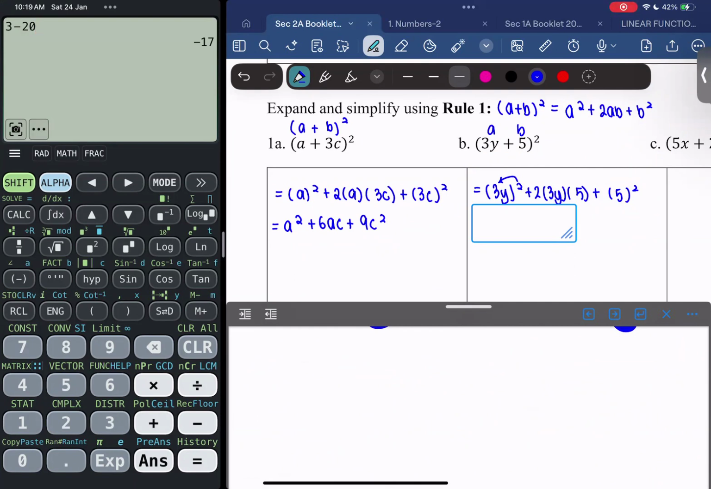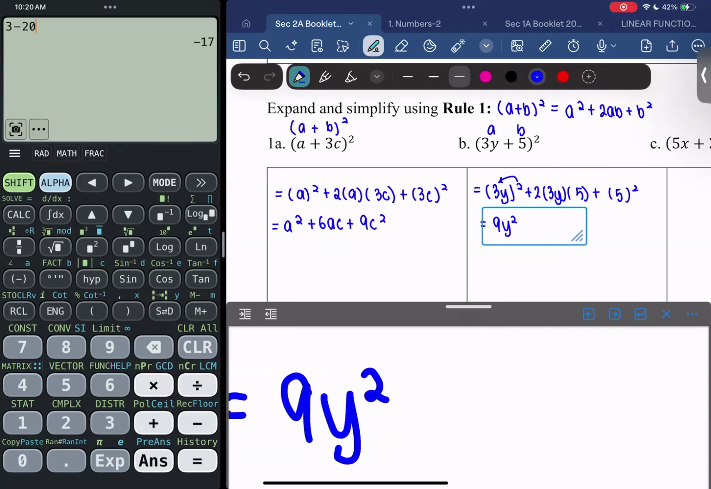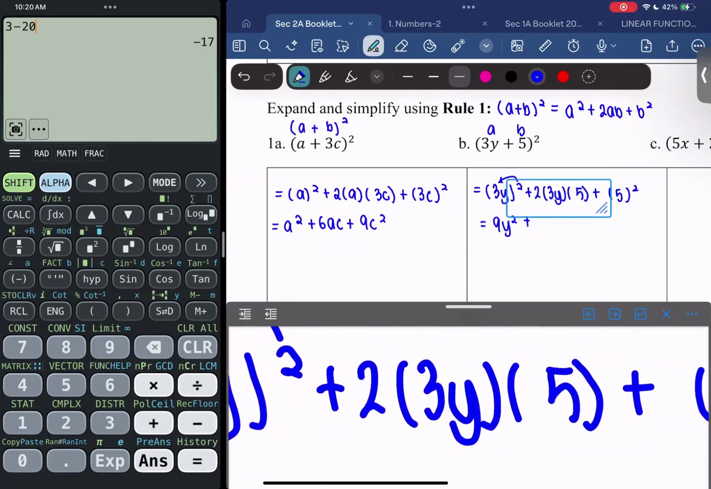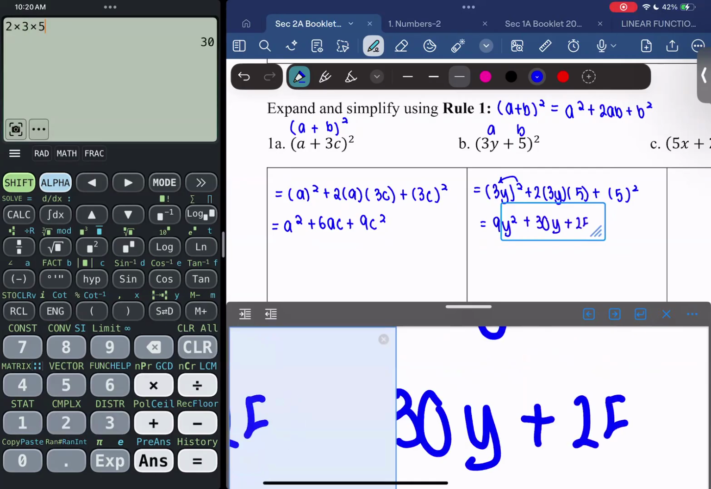3 squared is 9. 9y squared. It's not a times, it's a square. Plus, this one, don't need to be scared. Press calculator. 2 times 3 times 5, we get 30y plus 25. You don't know, just press your calculator. What is 3 squared? You all don't put a 6y squared.